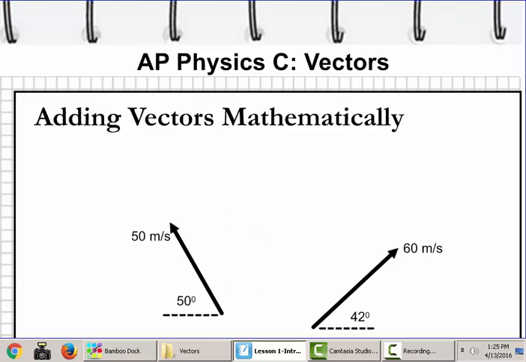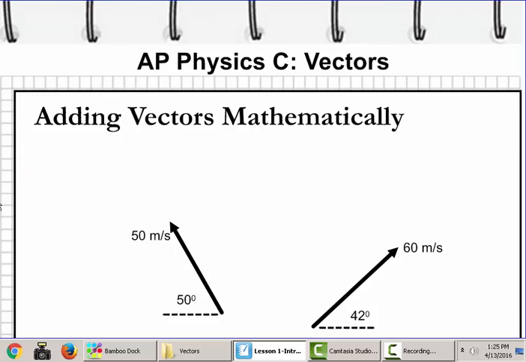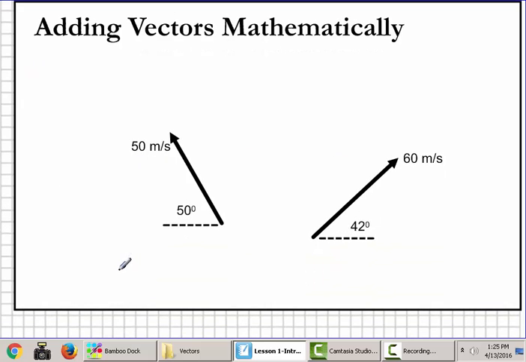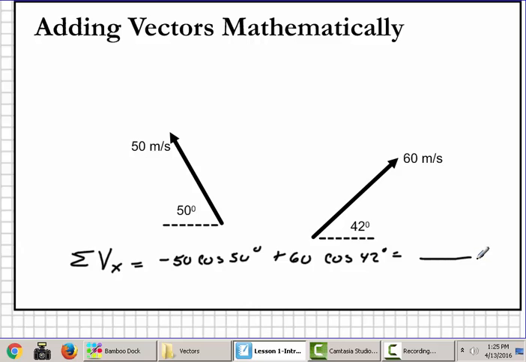Adding vectors together mathematically, I don't think you'd have too much problem in this. If I want to add these two together, then what you want to do in this case is find out what the horizontal components are going to be. Again, these are velocities, so I'll make this velocity. I started to do force, but summation of the velocity in the x direction. If I do that, I'm going to get minus 50 times the cosine of 50, I'm getting the horizontal here, plus 60 times the cosine of 42 here. I'm going to add those two together there. That's going to give me my x component here.